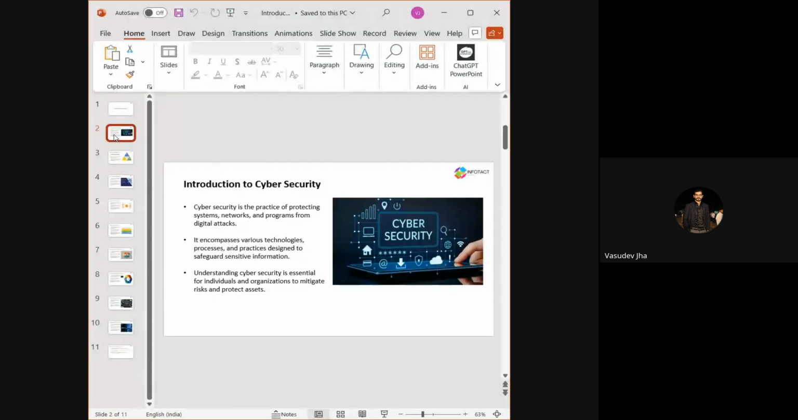Now the question is how we are going to do this. It encompasses various technologies, processes, and practices designed to safeguard sensitive information. So here we are including a lot of things in our system. It may be a new technology, any kind of best practice, or a specific process. Sometimes it comes in the form of a framework. We are implementing that in our infrastructure to safeguard the sensitive information. Understanding cybersecurity is essential for individuals and organizations to mitigate risks and protect assets.